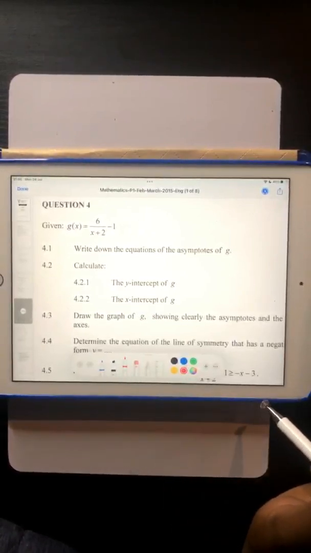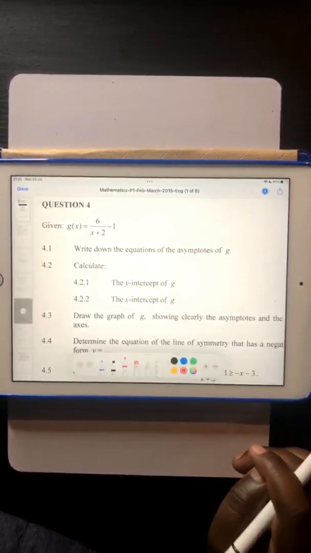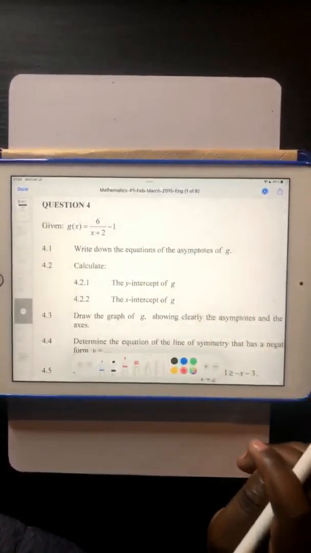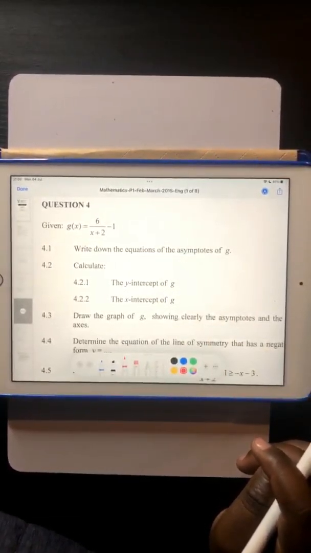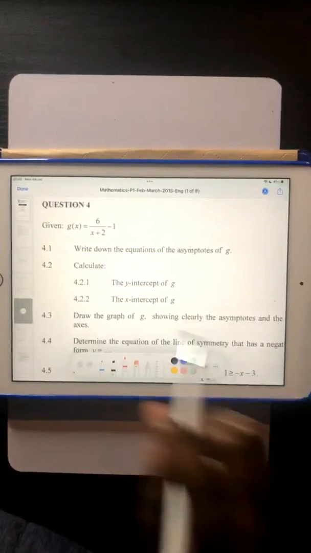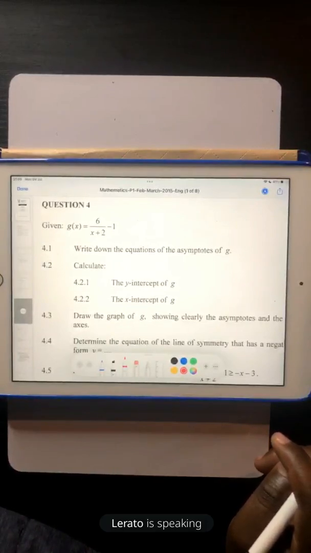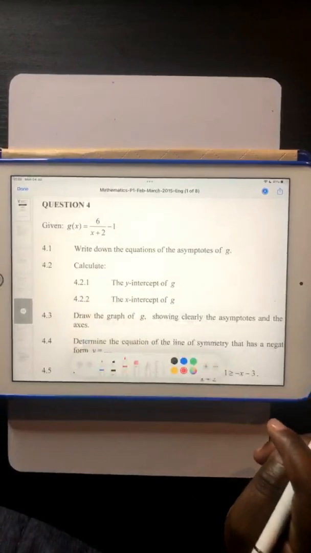Given, you tell me, what type of function is that? It's a hyperbola, sir. Did you say Ebola there? What did you say, Given? Ebola. It's a hyperbola. Hyperbola. Lerato, what do you call that? How do you pronounce that? Hyperbola. Shreyas, how do you pronounce it?